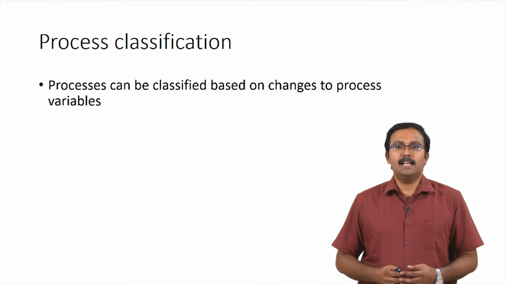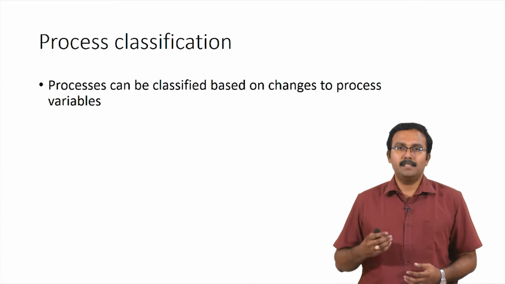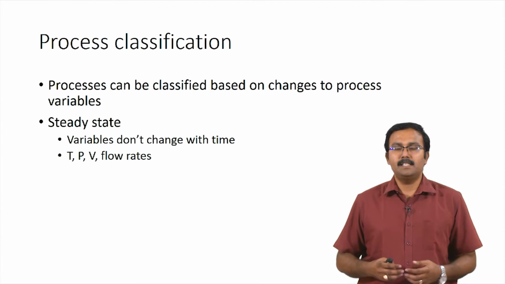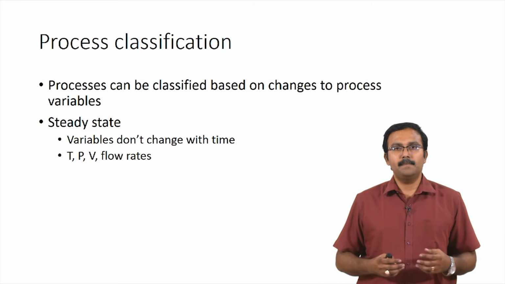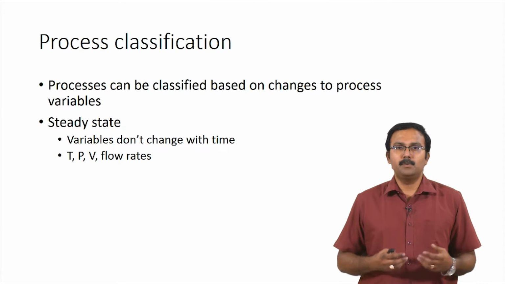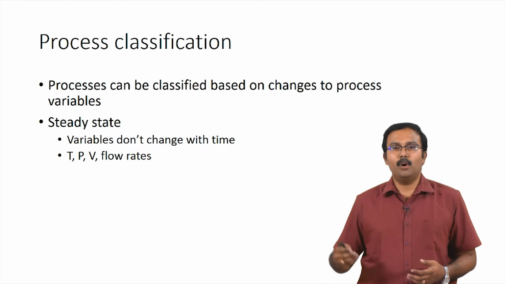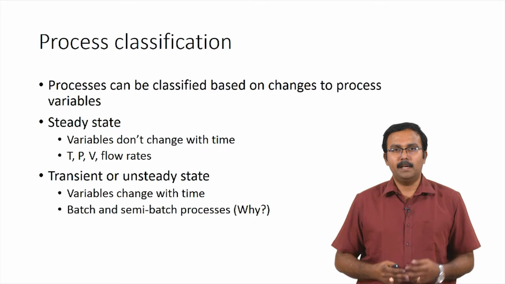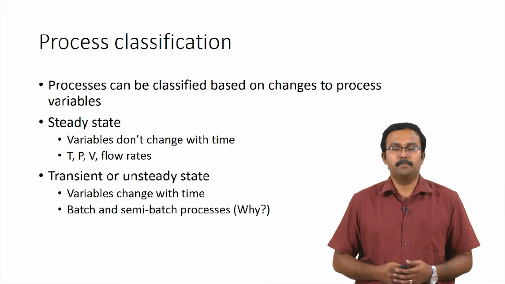Processes can also be classified based on changes to process variables. When the process variables do not change with respect to time, the system is said to be at steady state. The process variables which are looked at are temperature, pressure, volume and flow rates. You can also have transient or unsteady state processes where the variables will change with respect to time.